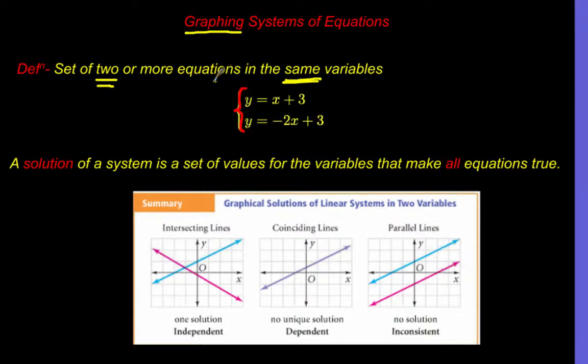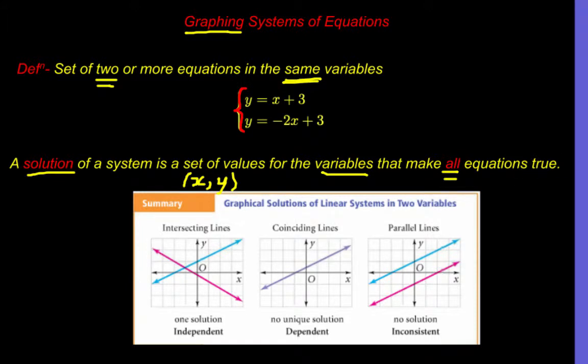When you solve a system, you're looking for a solution. That solution is a set of values, and that set of values is called an ordered pair. So we're looking for the set of values for the variables that make all equations true.